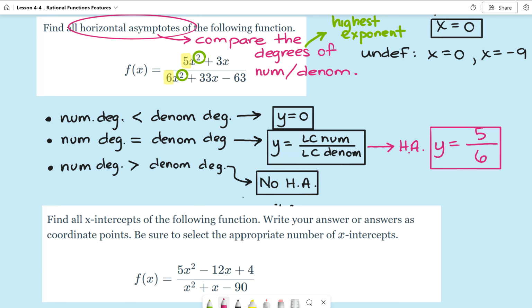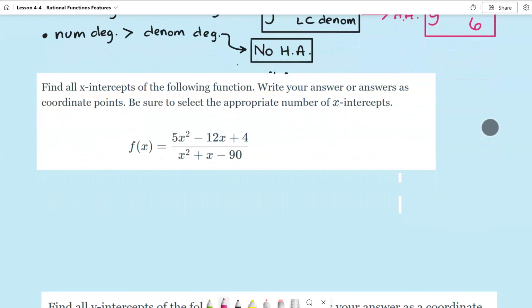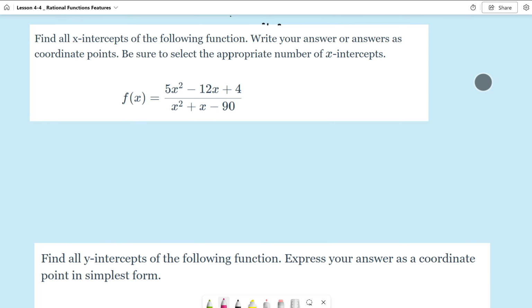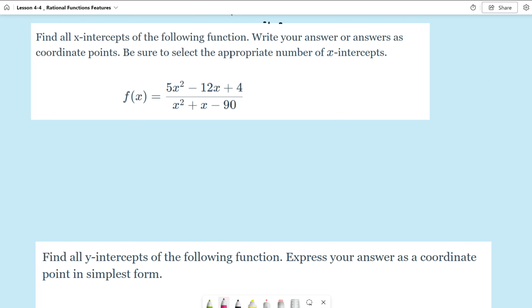Let us move on. Let's go see about x-intercepts. This is our third to last problem. Finding x-intercepts. So if you would, go ahead and copy this problem down, pause the video, and come back. All right, so finding x-intercepts. What is this all about?